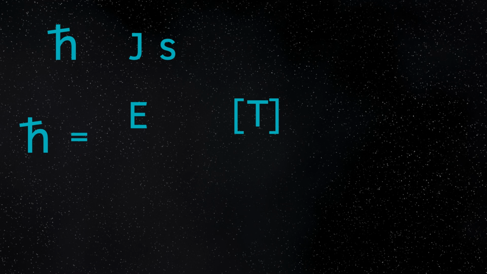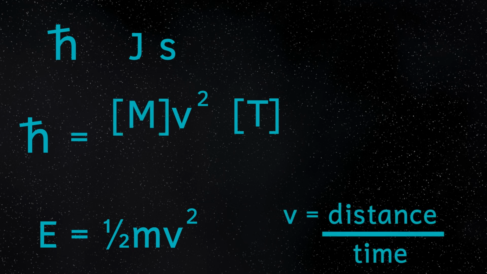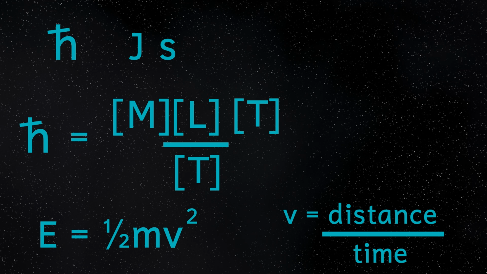One way of representing energy is to say that E, energy, equals half mv squared. So I can replace the energy term here with half mv squared. Again, the half is a constant and has no dimension, so I can ignore it. M is mass, so I can replace mass with my mass term capital M. And velocity is distance divided by time. Distance is a length, and time is a time. And because I squared v, I need to square both these terms.